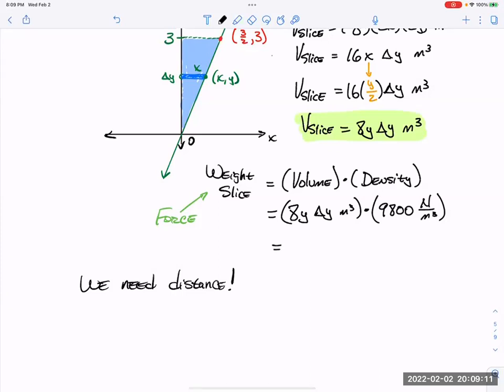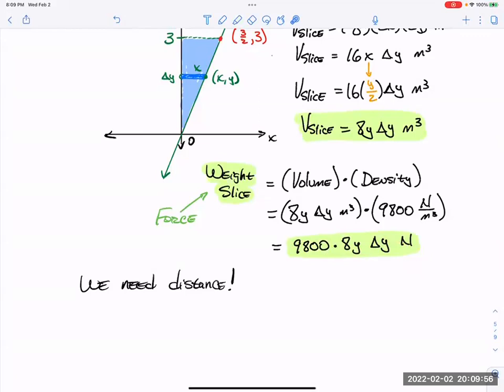Finally, we get to this. What's the weight or force of our slice? It is, well, obviously 9,800 times 8y delta y, and this is in newtons. So this right here is the weight of that one arbitrary slice, which is actually our force. All that work just to get to this, okay? So now we have our force. This is like your forcing function. Okay, and we can finish this off and then we're gonna take a break here.